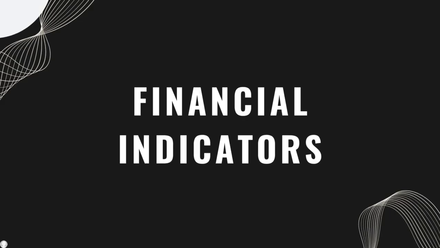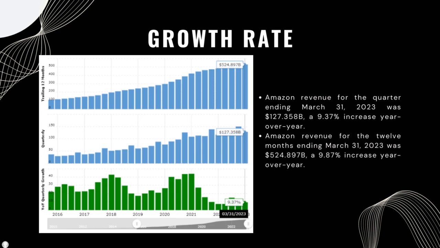So, talking about financial indicators, we can start with growth rate. Amazon revenue for the quarter ending March 31st of 2023 was about 127,358 billion, a 9.37% increase year over year.